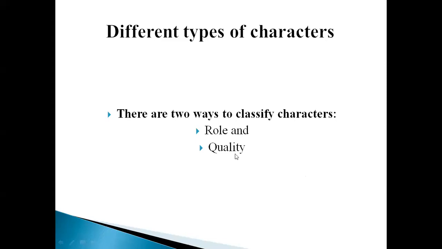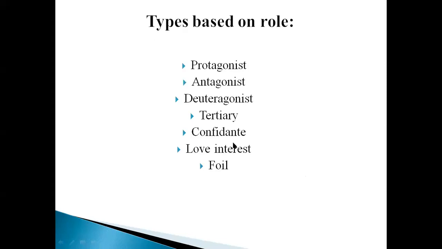So today we are going to discuss the role only, because it's a big idea and one class is not enough, but I'm going to discuss in two classes. Definitely in this class I'm going to discuss role, and in my next class, definitely it would be quality. Okay, so the thing is that based on role, we are going to get protagonist, antagonist, deuteragonist, tertiary, confidante, love interest, and foil. Who are they? How do they play role in establishing a novel or a play or an epic or whatever you like?